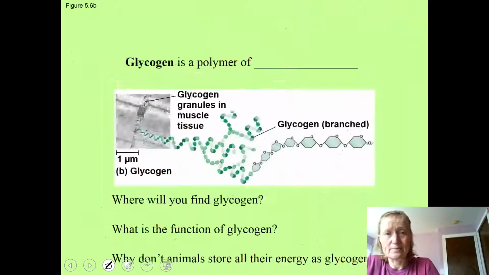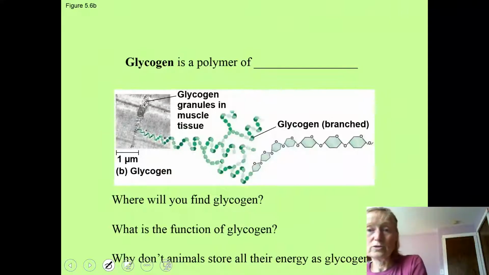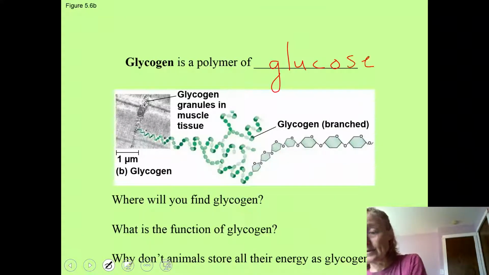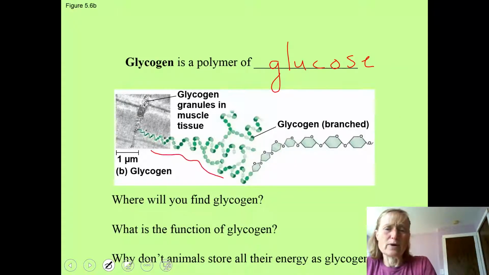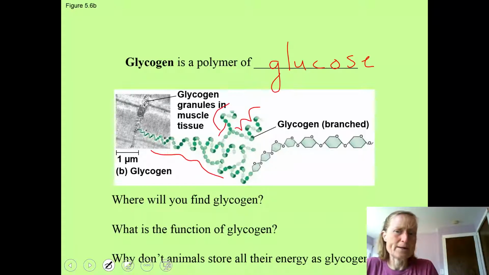Okay, let's move on. Glycogen is also a polymer of glucose. So glycogen is a polysaccharide made up of many glucose units that are connected to each other with covalent bonds. And glycogen is made up of highly branched, lots of branches, all right? Those little green blobs, again, are glucose monomers.